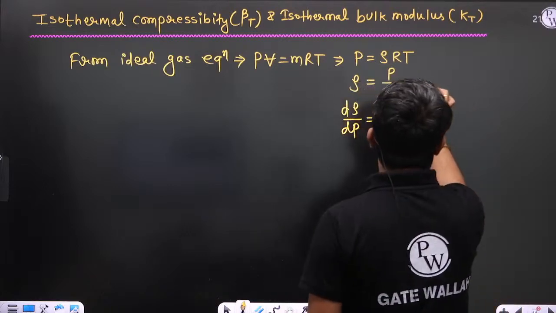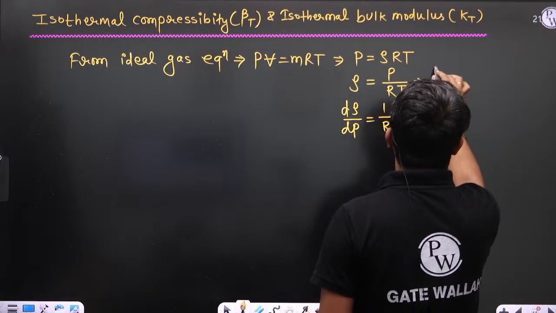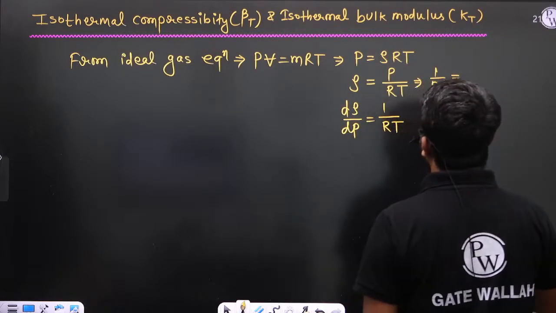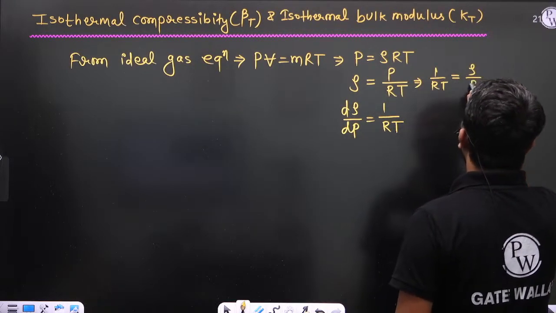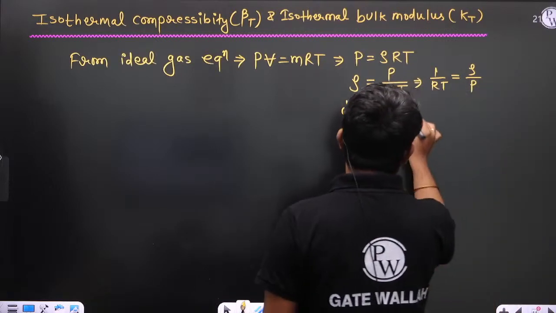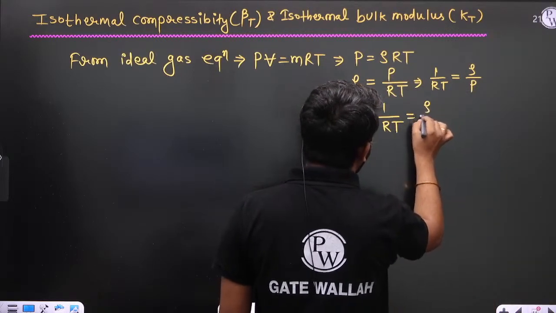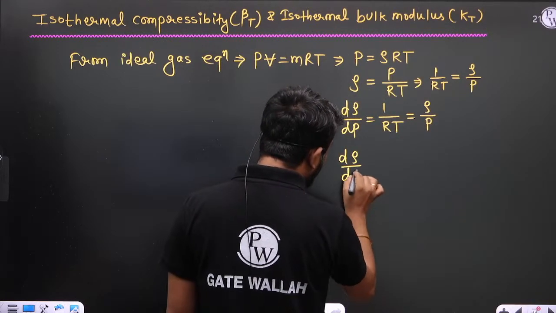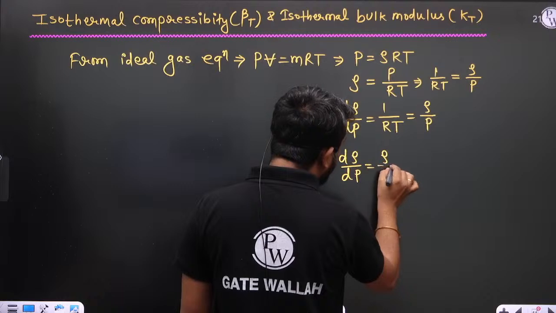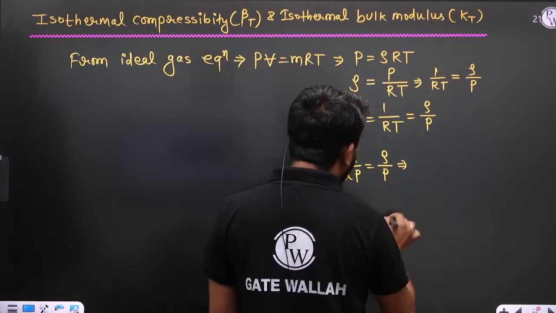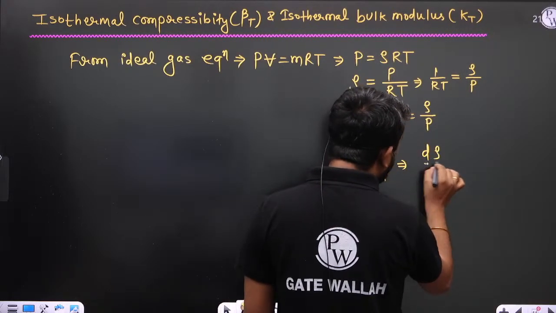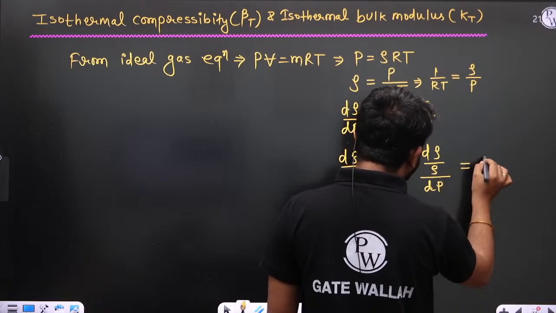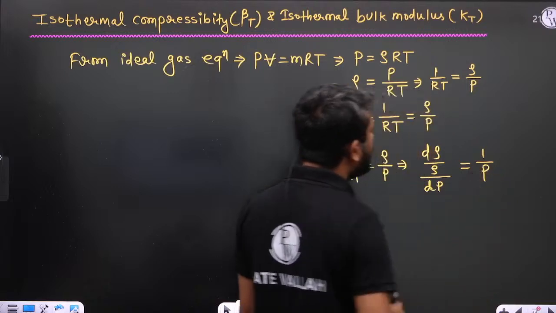And from here, 1 upon RT is equal to rho by P. So d rho by dP is equal to rho by P, or simply we can write d rho by rho upon dP is equal to 1 upon P.